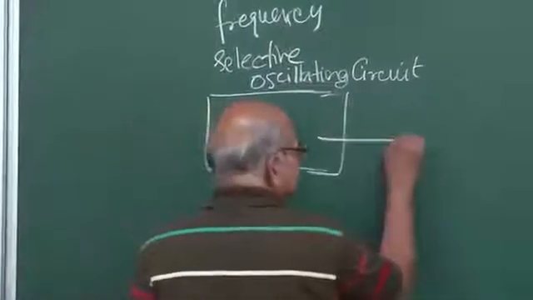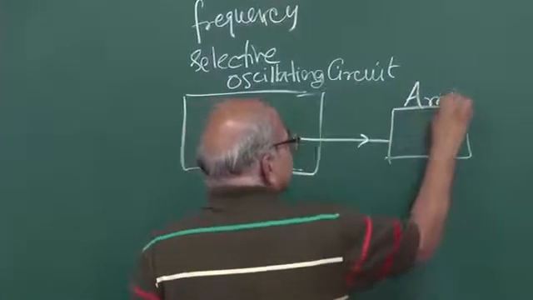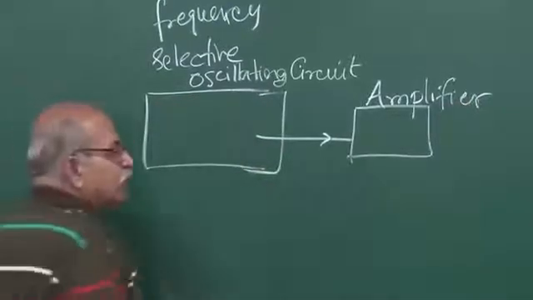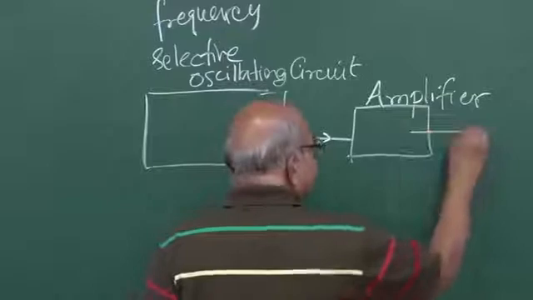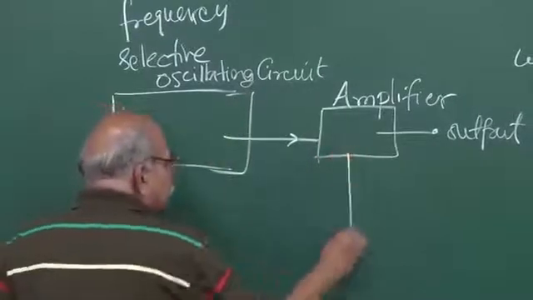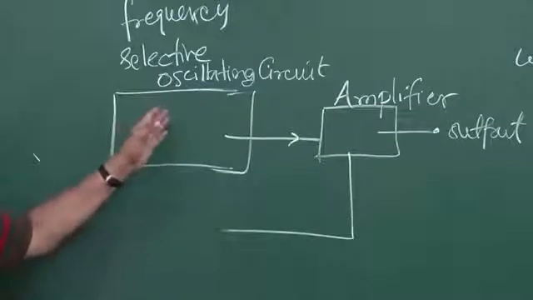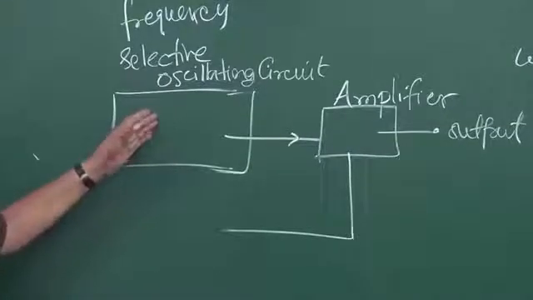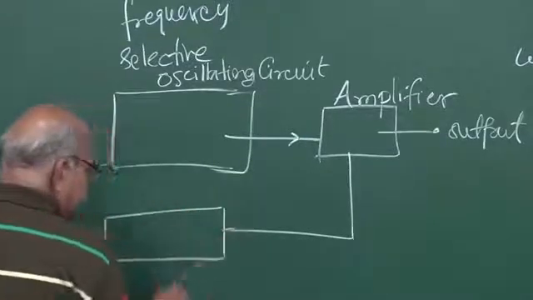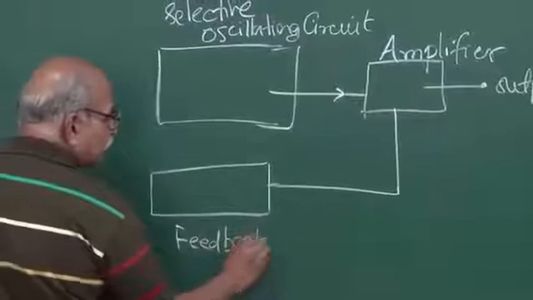Therefore, you need this frequency selective oscillating circuit. And then you need an amplifier. This signal has to be amplified, and this is where the transistor comes into the picture. And then this amplified signal, you can take your output also from here, use it for the external world, and part of it should come back and add to this oscillating circuit, otherwise these oscillations are going to die out. So you should have another unit in this whole arrangement, which we call the feedback circuit.